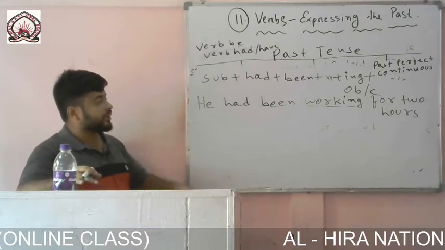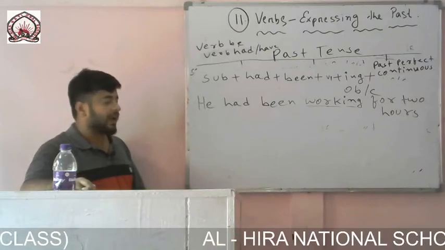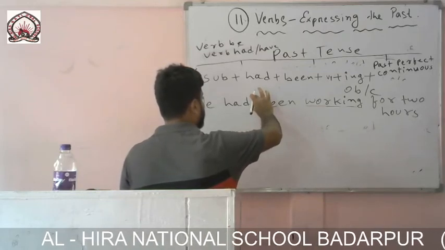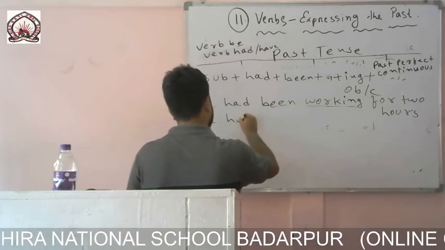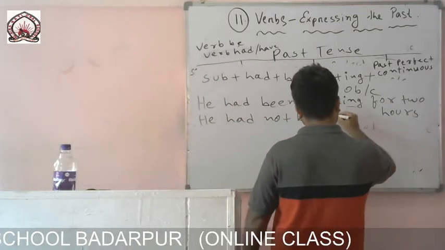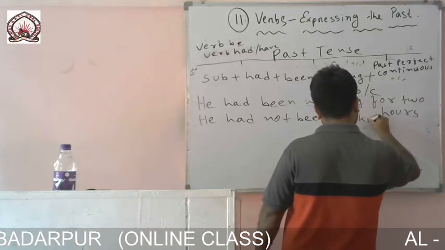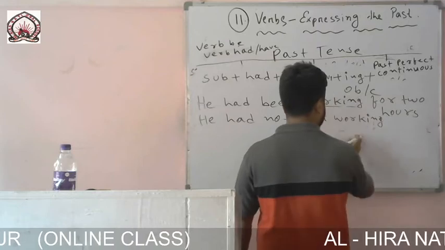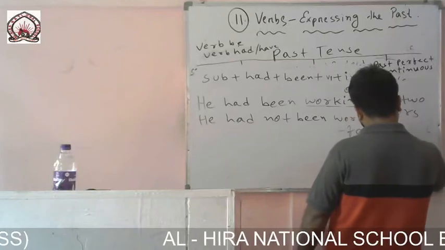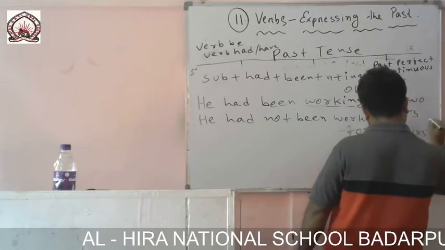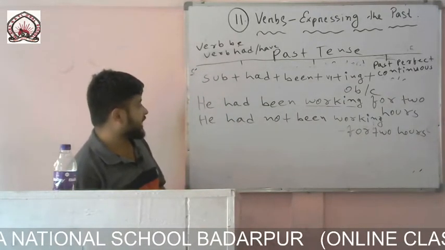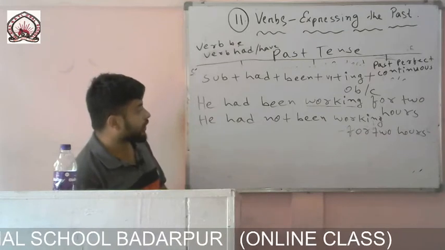Now if I want to change this to negative, then how do I have to change? Very simple. After this auxiliary verb we have to put what? Not. He had not been working. He had not been working for 2 hours. He had not been working for 2 hours.